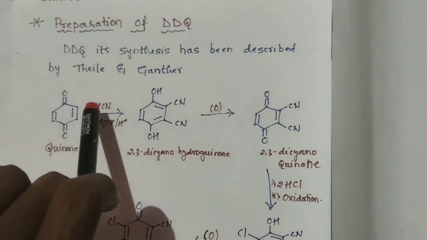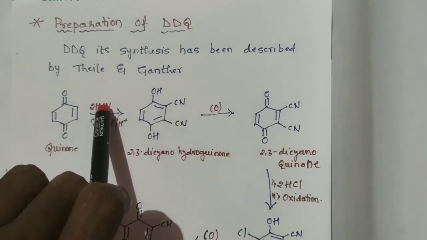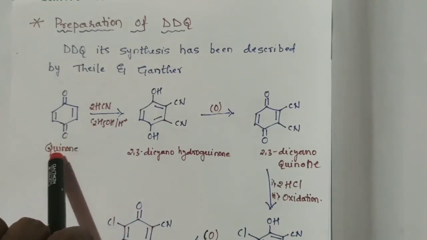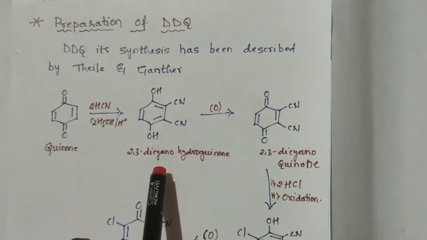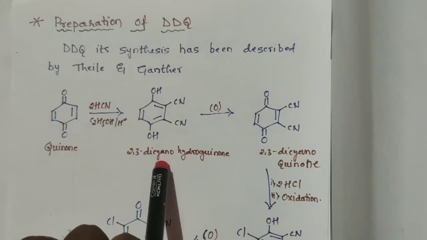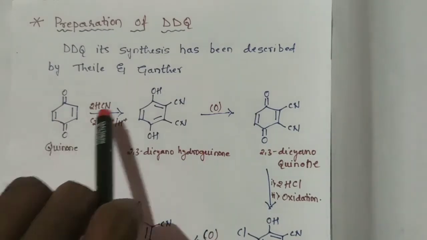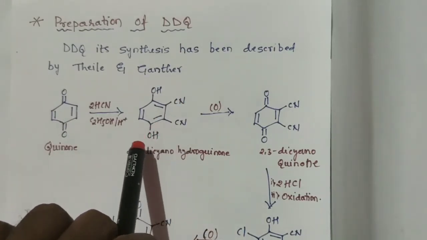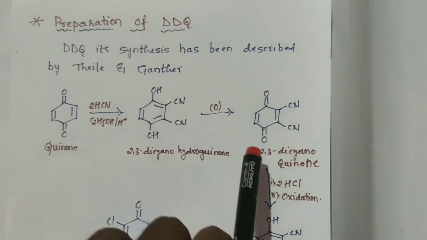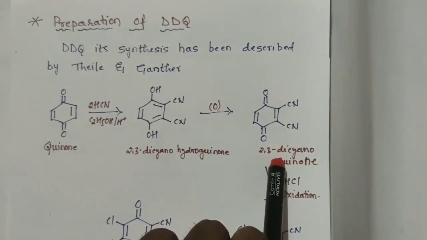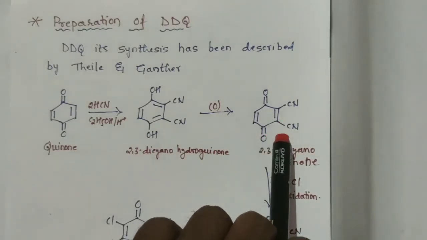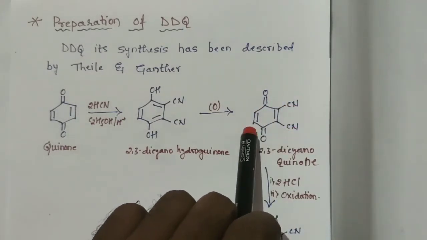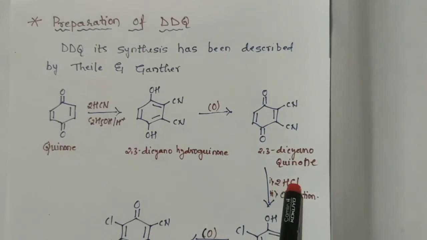This quinone molecule reacts with hydrogen cyanide, that is, two molecules of hydrogen cyanide, in the presence of an ethanol medium. So quinone, after reacting with hydrogen cyanide, gives 2,3-dicyanohydroquinone. Yes, quinone is converted into hydroquinone by the substitution of two cyanide molecules. This hydroquinone, after oxidation, gives the quinone molecule, that is the 2,3-dicyanoquinone molecule.